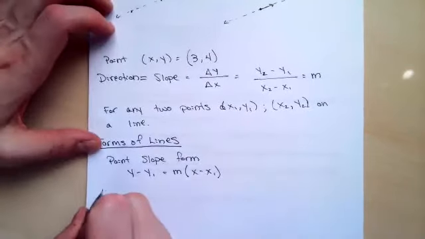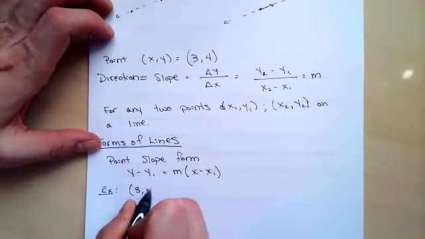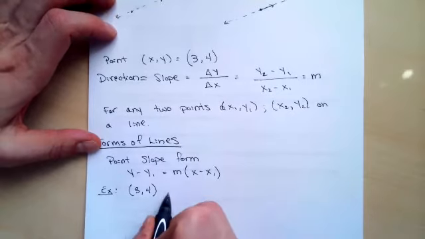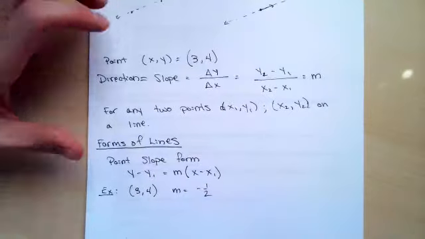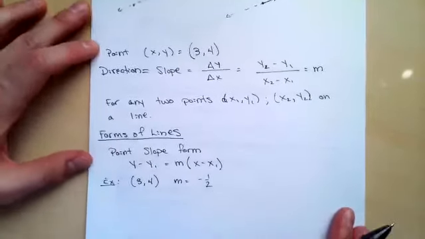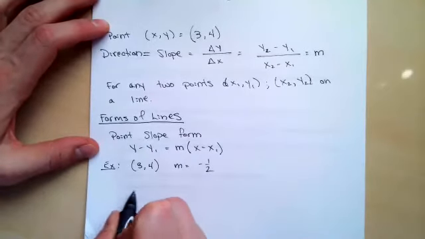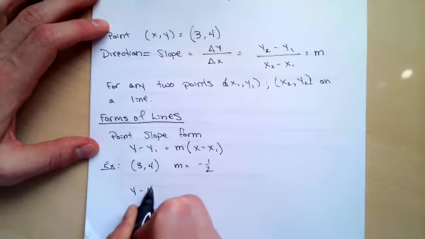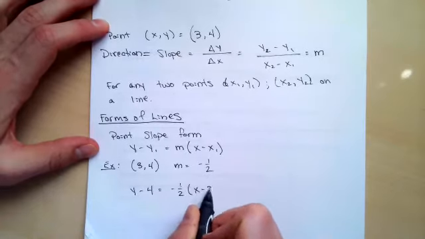So for example, we had one point above. If I give you the point 3,4 and now tell you the slope, that is all the information we need to define the line. We can write down the equation of the line just by plugging the numbers into this formula. So our equation of a line is going to be y minus 4 is equal to negative 1/2 times x minus 3.